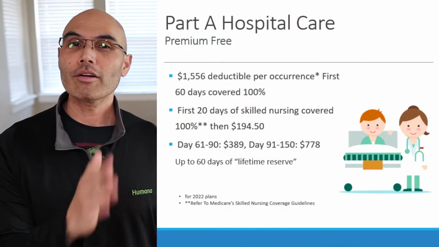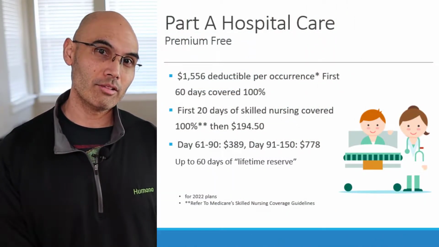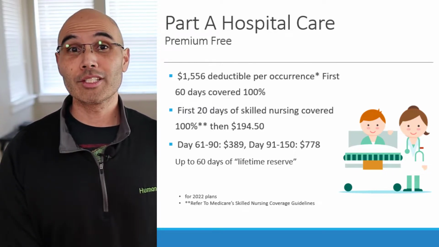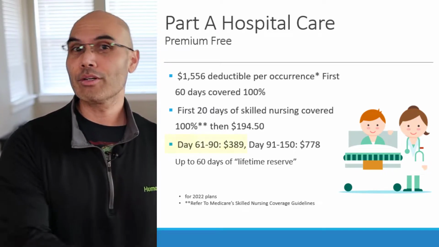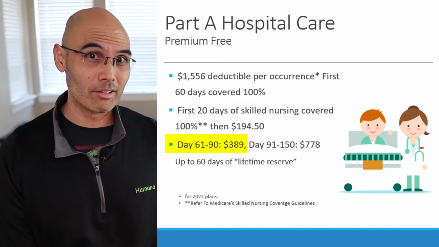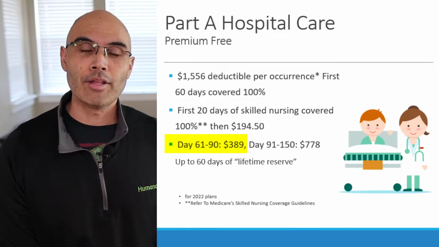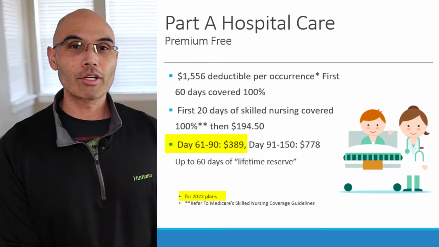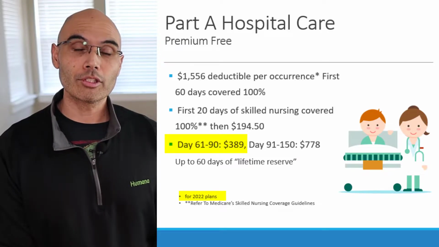The last thing for Part A hospital, as far as copays go, is if you are in that hospital after 60 days, for the full 60-day term, and you end up going to the hospital for an additional 30 days, so days 61 through 90, you're looking at paying about $389 per day. Now, this does change again as all these numbers change every year. We're currently looking at the 2022 numbers.